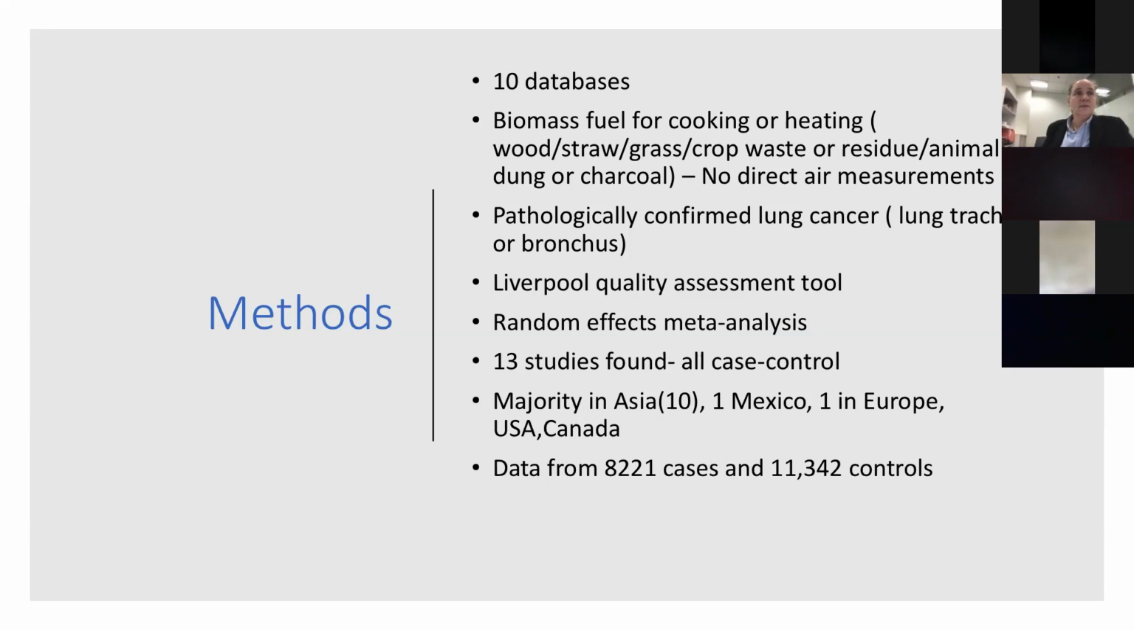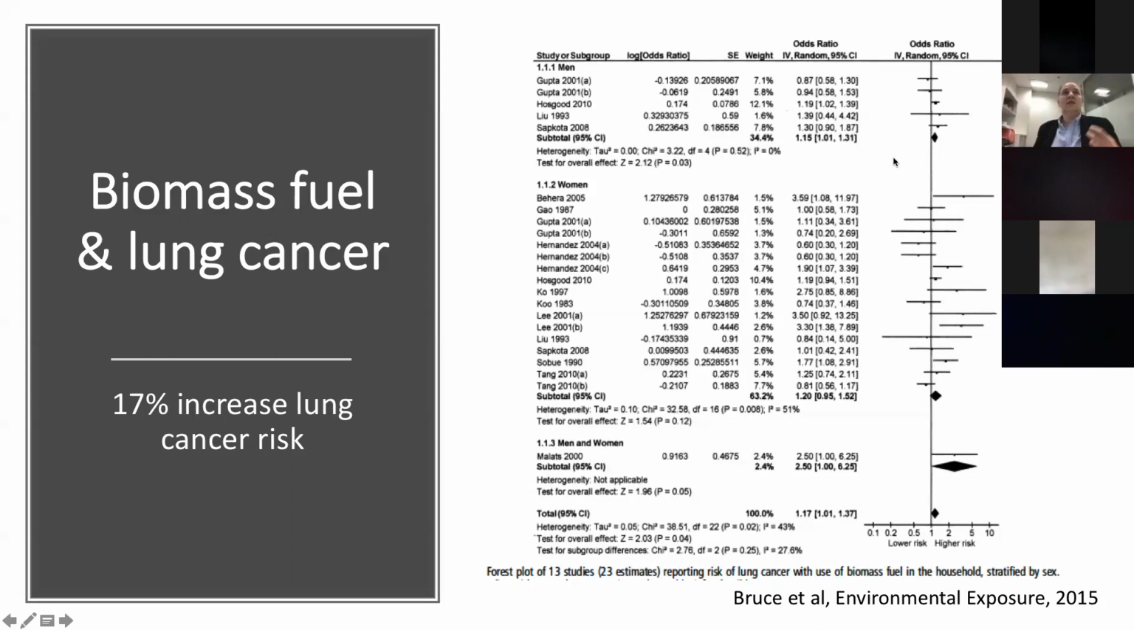The majority of these studies were in Asia, but there was one in Mexico and one with three sites in Europe, USA and Canada. And they looked at a total of just over 8,000 cases and 11,000 controls. Now we're just going to look at the forest plot for the meta-analysis, but you won't be able to see it, so don't worry about it. Just wanted to represent it visually. They've broken it up by men and women, and then done the quantitative analysis down the bottom.